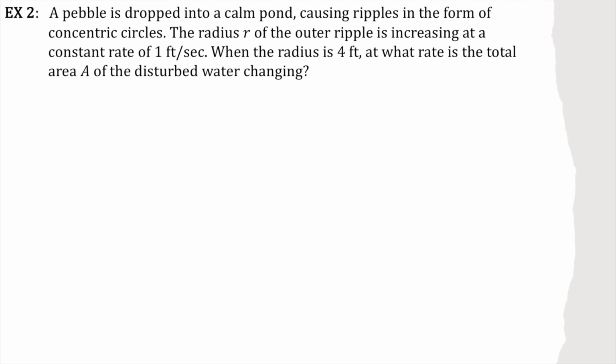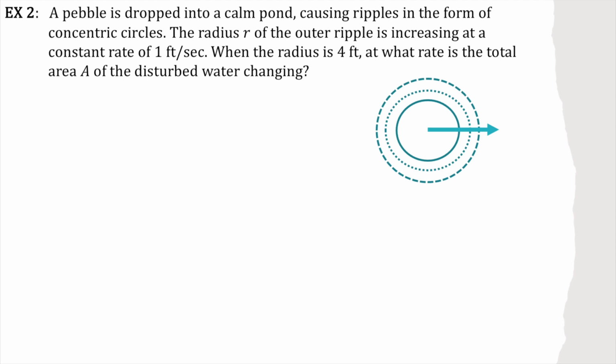We got an overview. Now we're going to read it again, writing stuff down as we go. A pebble is dropped into a calm pond, causing ripples in the form of concentric circles. Draw a picture if you can. The radius r of the outer ripple is increasing at a constant rate of 1 foot per second. So dr/dt equals 1 foot per second. When the radius is 4 feet, r equals 4, at what rate is the total area of the disturbed water changing? We're looking for a rate of area, so that's dA/dt.